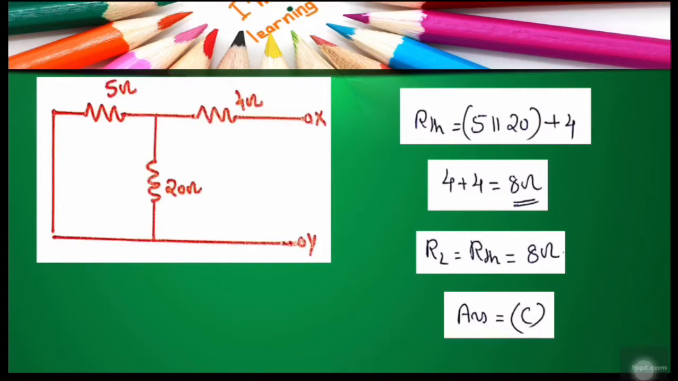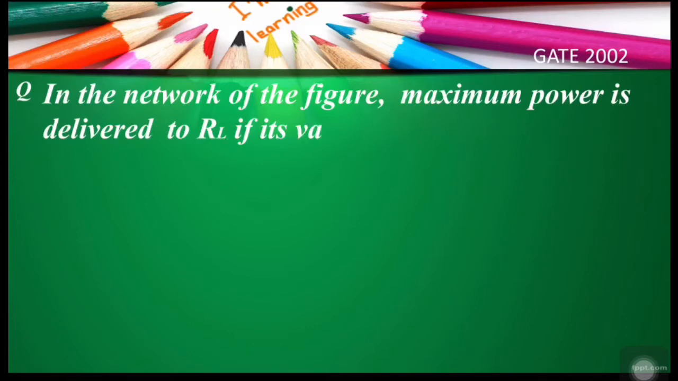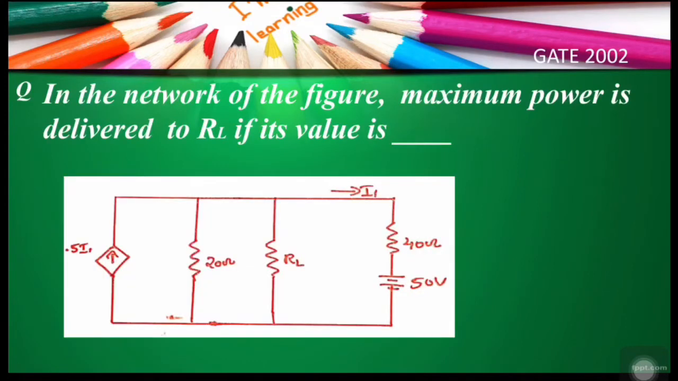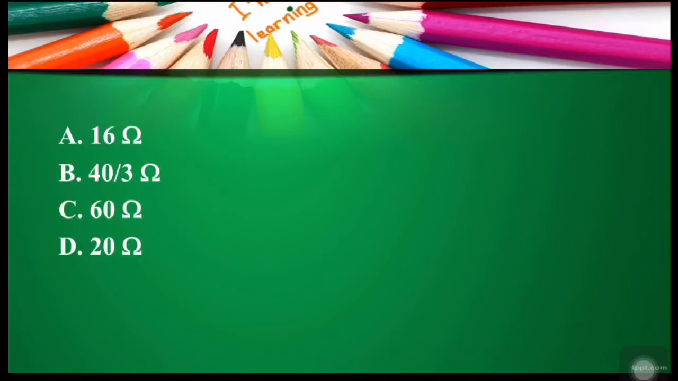Moving on to the next question. It's from GATE 2002. In the network of the figure, maximum power is delivered to RL if its value is dash. You can see the network here. 4 options are also given. Option A 16 ohm, option B 40 by 3 ohm, option C 60 ohm, and option D 20 ohm.